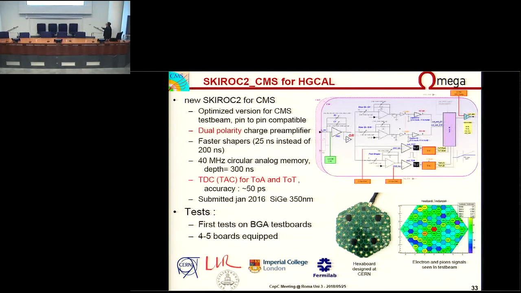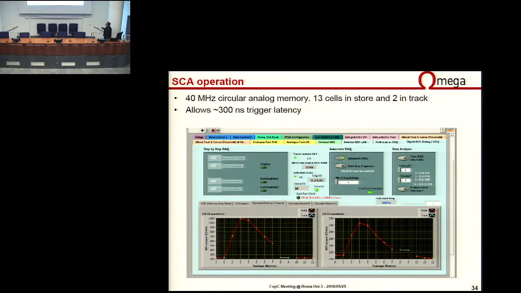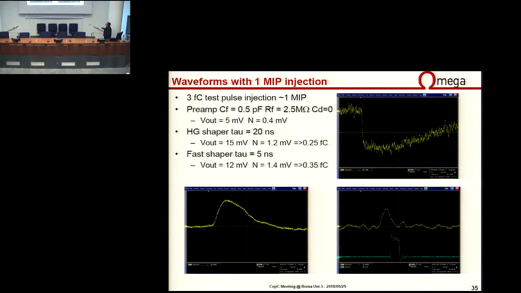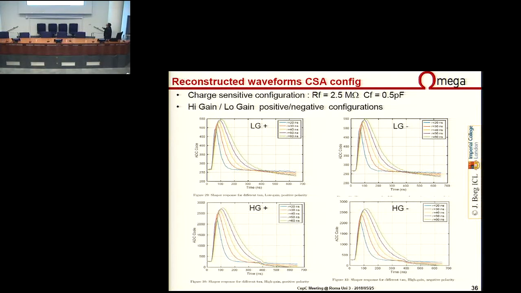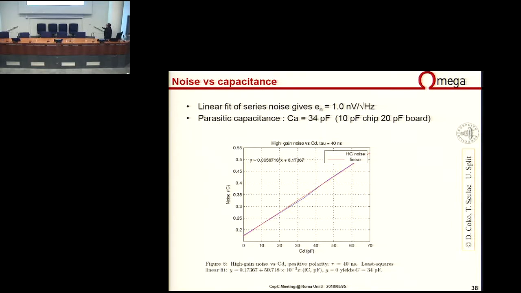So this chip is currently used in test beam. So here, for example, is a sample of what you see from the chip and from the scope. So I skip. These are the results for the measurements. So I will skip a little bit.